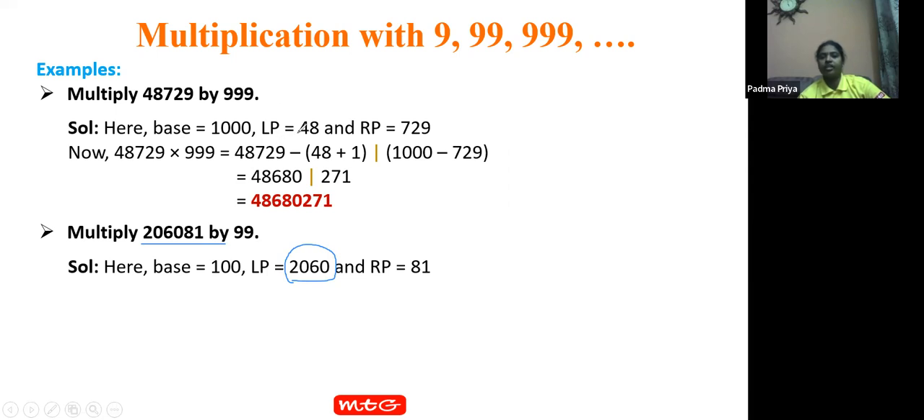See here also, what did we do? We had LP as 48. This LP 48 we increased by 1 and made it 49 first. This 49 we are subtracting from the multiplicand. Before we did multiplicand minus 1. Now what are we doing? Multiplicand minus LP plus 1 we are doing. That's all the difference.